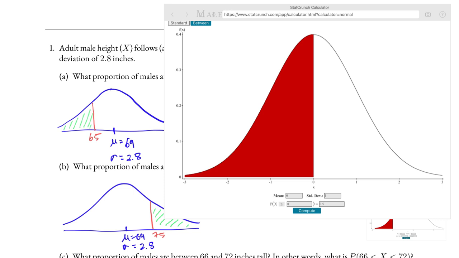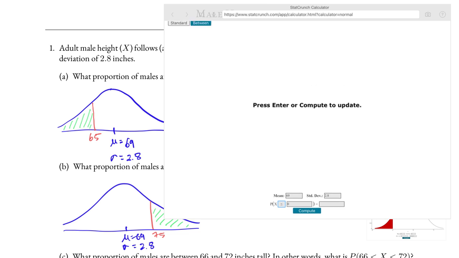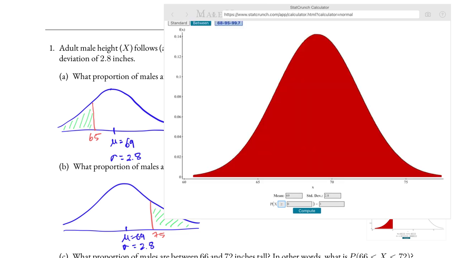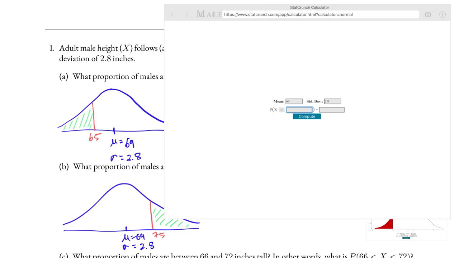Again, we're using the StatCrunch calculator here. Type the mean 69 if it is not already there, and then the standard deviation of 2.8. Click the inequality symbol. This time we want greater than, but again, there is no greater than symbol. We would use greater than or equals because this is a continuous distribution. We then input the desired value. In this case, it is 75, and then hit compute.